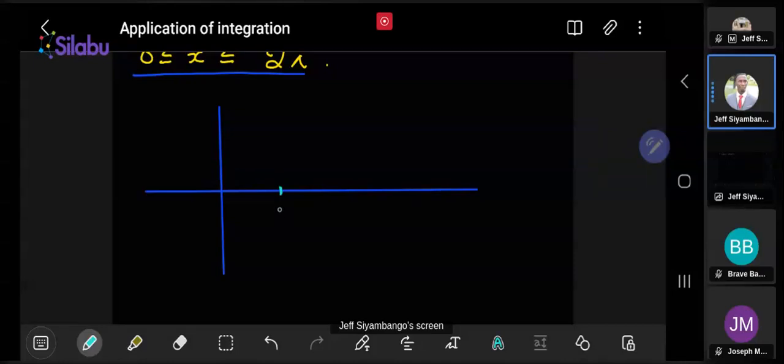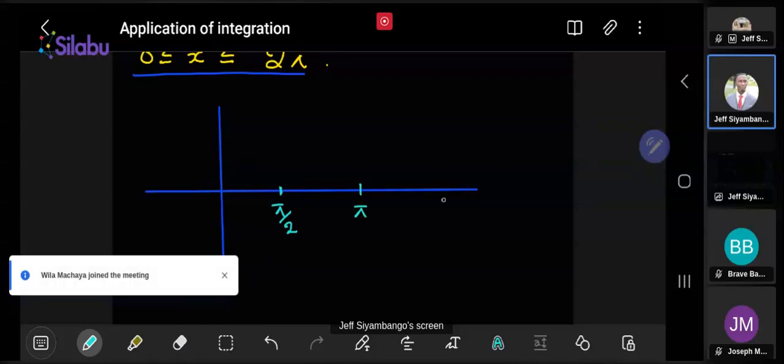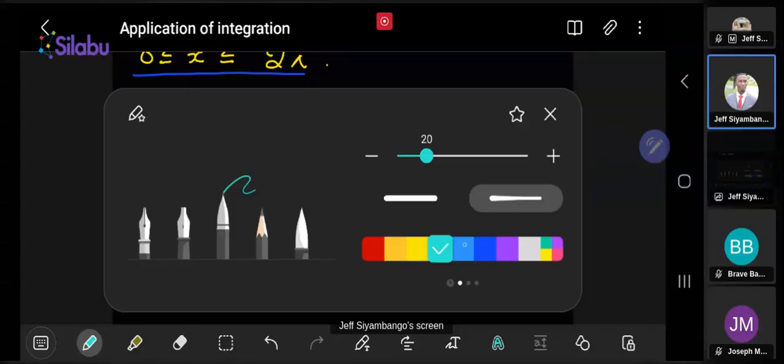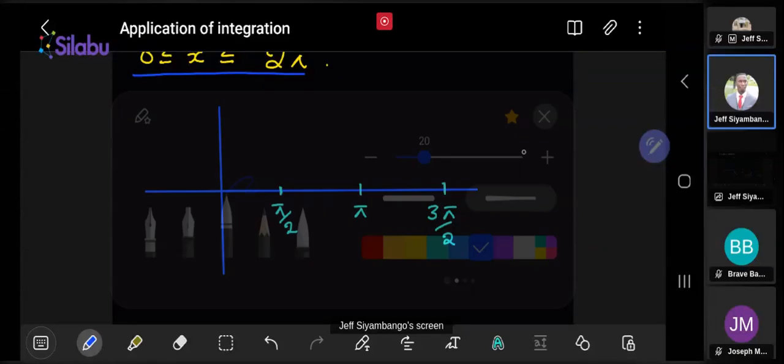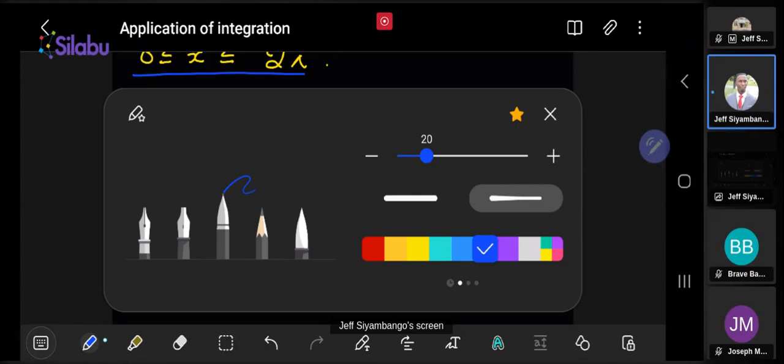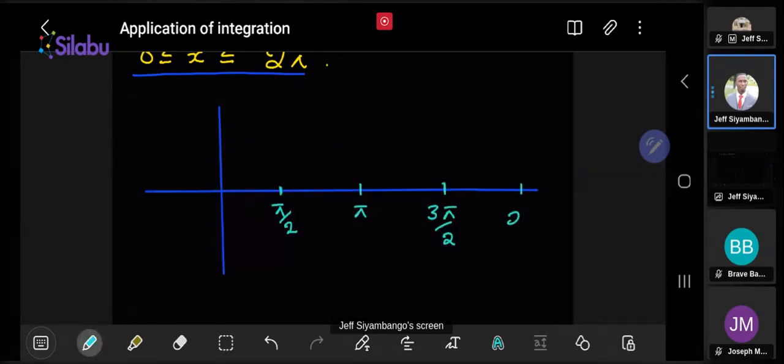Okay. Nice. So what we have here is this is pi over 2. That's 90. And then we have this is pi at 180. And then we have that's 270, is it 3 pi over 2? And then lastly we have 360, or 2 pi. Okay, so these are the key points that I want to show.